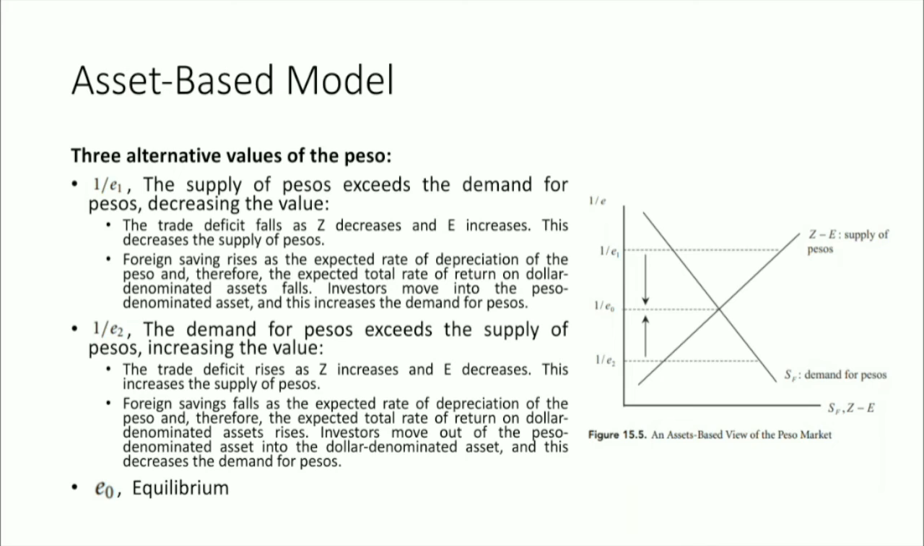And then the second one, the demand for pesos exceeds the supply of pesos, therefore increasing the value. If this happens, the trade deficit rises as Z increases and E increases. This increases the supply of pesos. And foreign savings falls as the expected rate of depreciation of the peso, and therefore the expected total rate of return on dollar denominated assets, rises. Because of this, investors move out of peso denominated assets into dollar denominated assets, and this decreases the demand for pesos. Okay, moving on to the final one, which is the equilibrium.